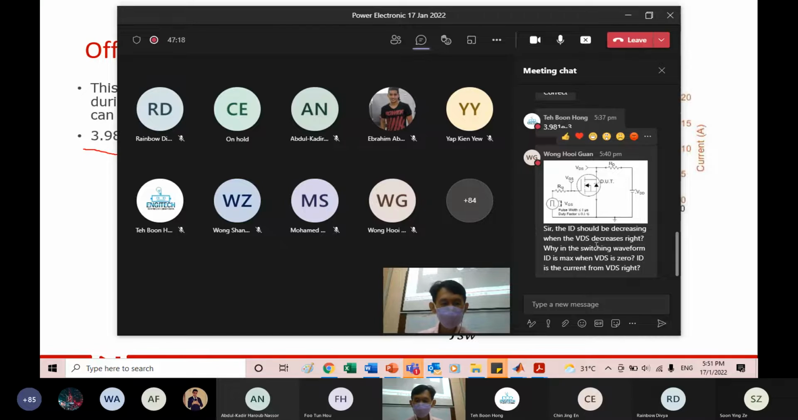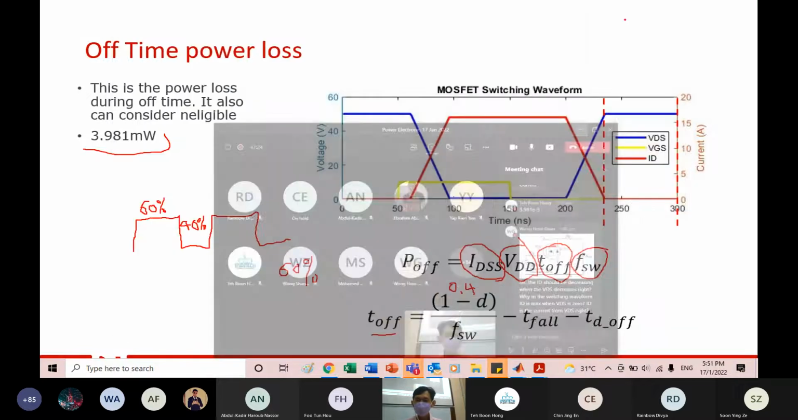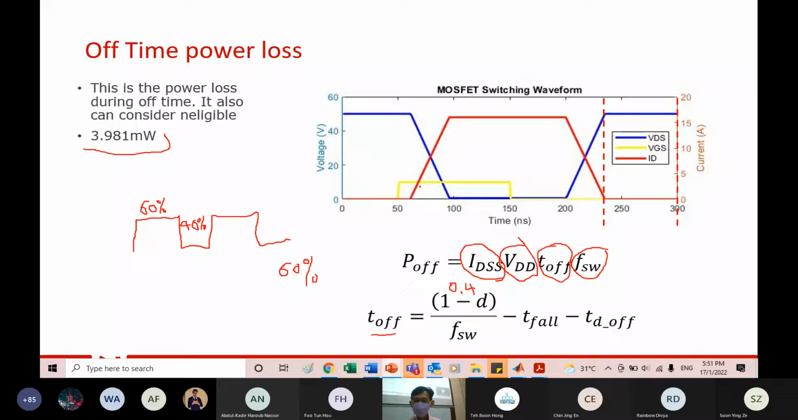The VDS and the ID will not increase or decrease at the same time. It's always opposite. You can see this one: when the ID increases, the VDS decreases. That is simply because of the transistor. When you turn it off, there is a very high resistance here, which means the current at this point is near 0. Of course it's not 0, it's 250 microamp, and the voltage drops.